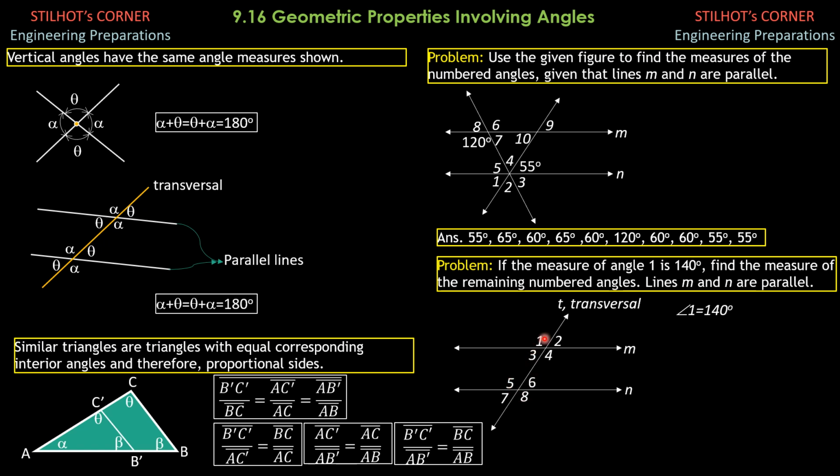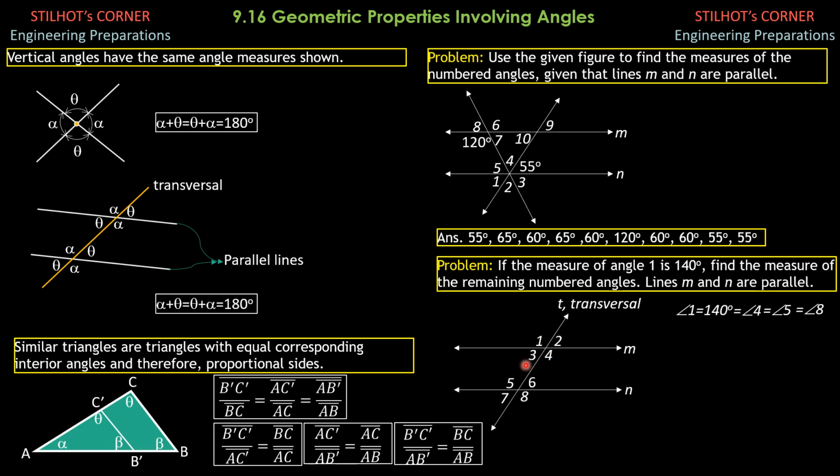So angle 1 is 140 degrees, which equals angle 4, equals angle 5, equals angle 8. Then 1 and 2 form a straight line angle. So angle 2 is 180 degrees minus 140 degrees. So this is 40 degrees.